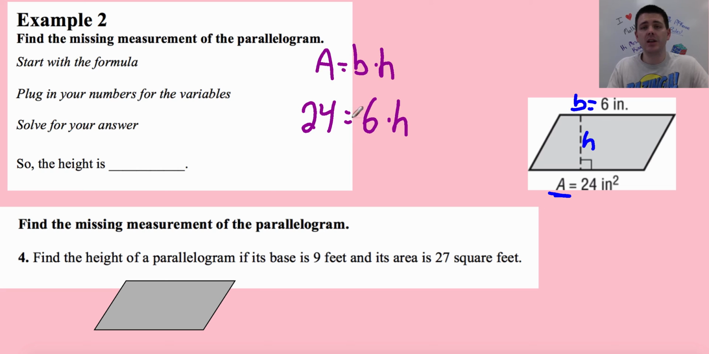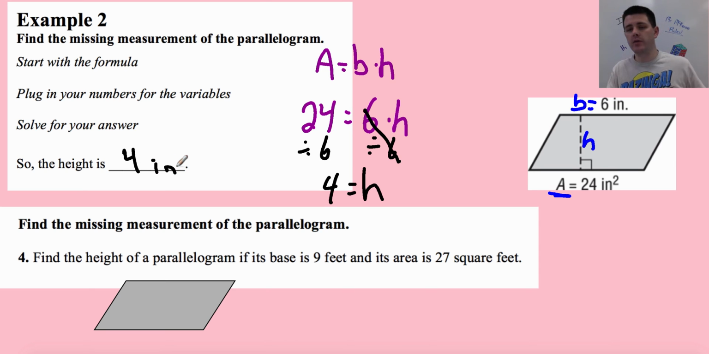If you notice, this is just like an equation that we spent a whole unit solving. What did they do to h? Well, they multiplied times 6. So I'm going to divide by 6. But I'm going to do the same thing on both sides. So you're just solving your equation. 24 divided by 6 gives me 4. 4 is equal to my height. So my height is 4 inches.